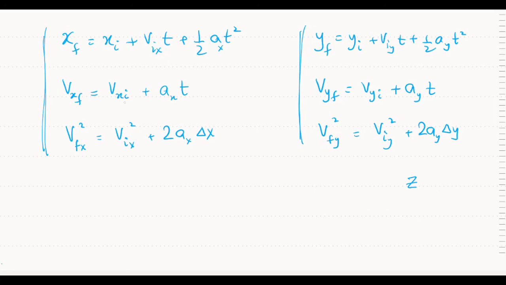Now, I've written this as xi and ix, but it should have been the same: x component initial or initial in the x component. They're really the same thing. Now we will use these equations to solve some examples.